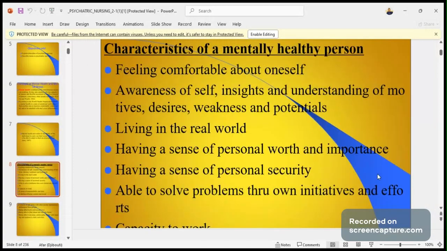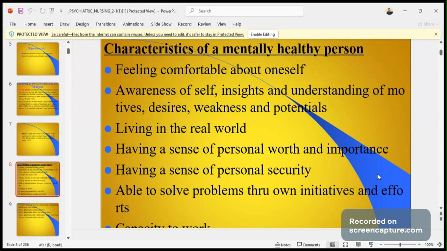Now let's check on the characteristics of a mentally healthy person. When you're healthy mentally, first of all, you feel comfortable about yourself. You don't panic, you don't overthink, you don't procrastinate, you are good.